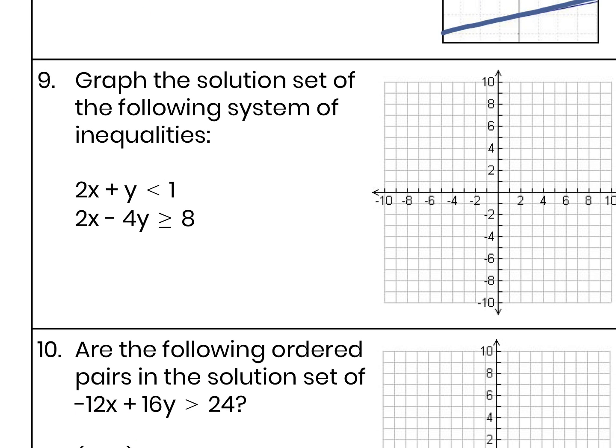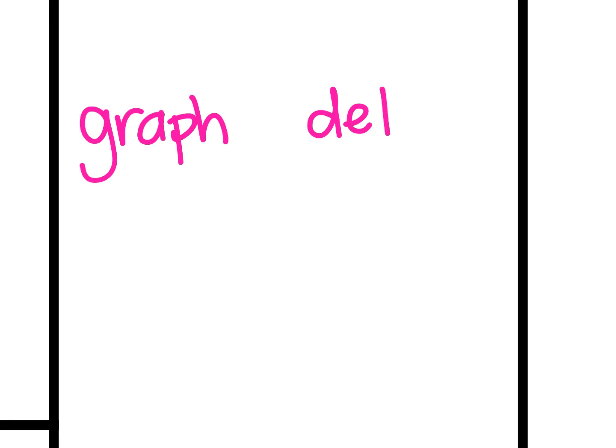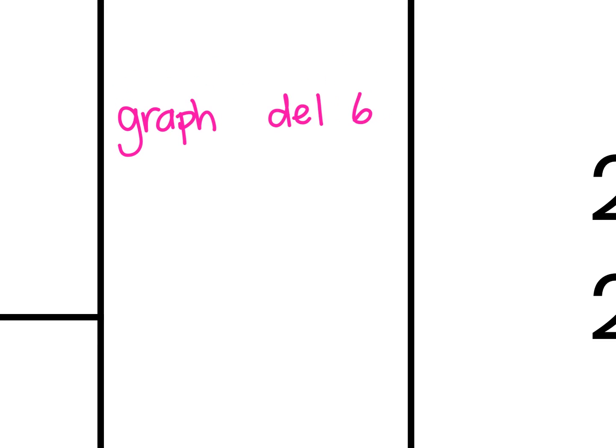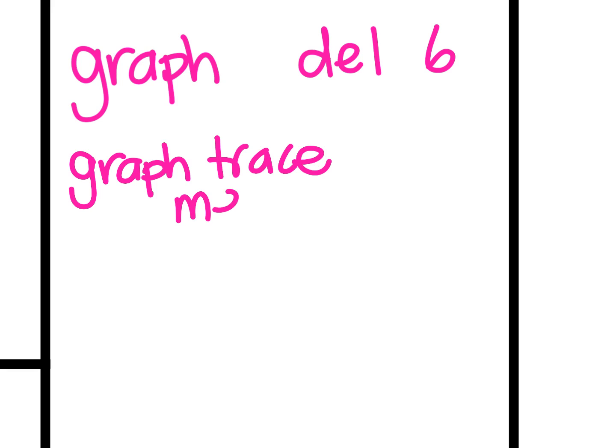Okay, number 9, graph the solution set of the following system of inequalities. So this is all calculator. You do not have to do it by hand. That being said, I can't show you the calculator, so I'm going to write down the steps. You would go to your graph, and then you're going to have to press delete 6. Type in your inequality, then graph trace is menu 5-1. And that is how you would get your first inequality.